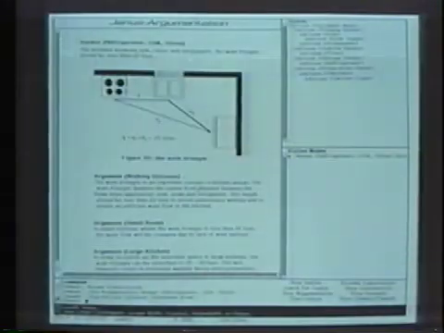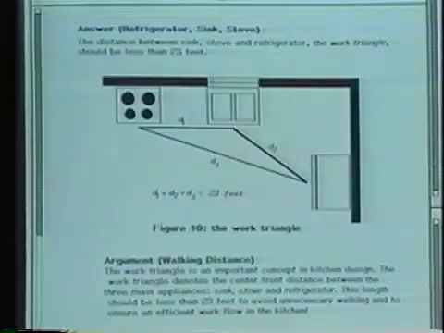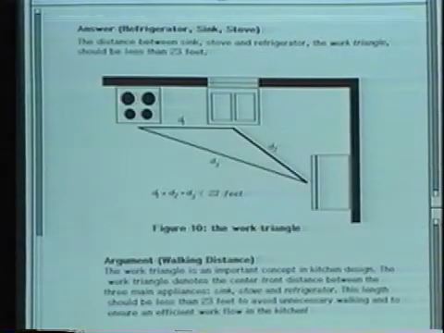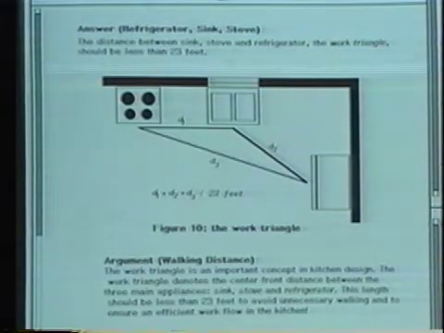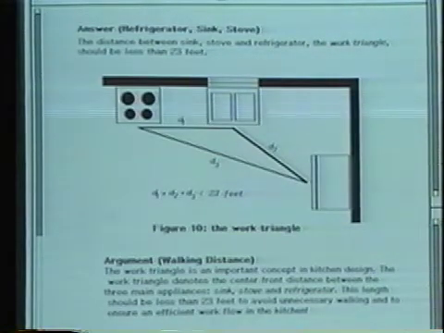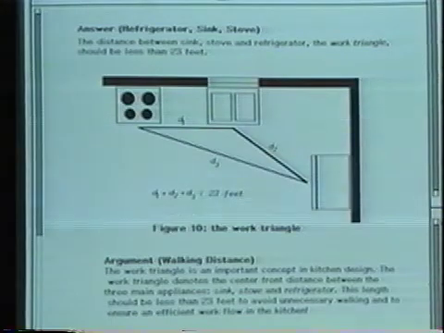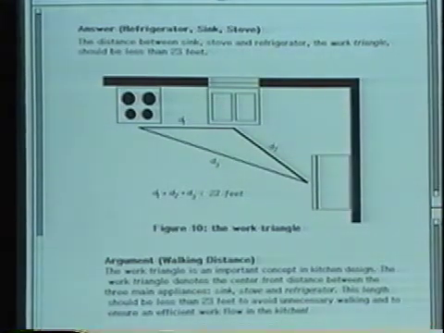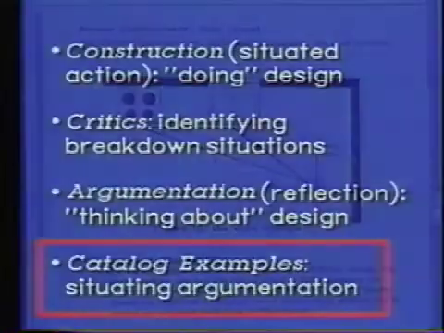I see. The work triangle is the center front distance between the three main appliances, sink, stove, and refrigerator. This length should preferably be less than 23 feet to avoid unnecessary walking and to ensure an efficient workflow in the kitchen. This sounds good, but I would rather see an example.